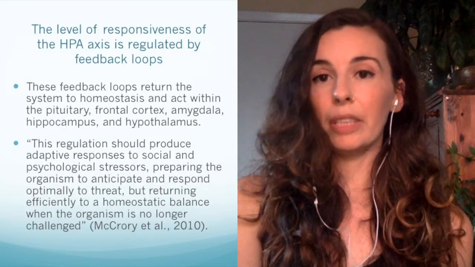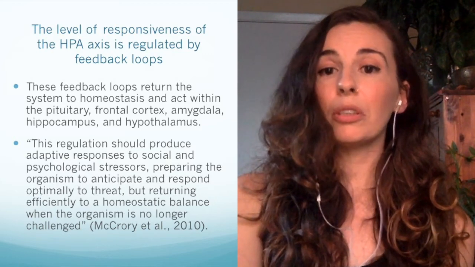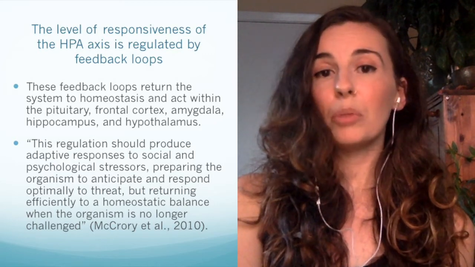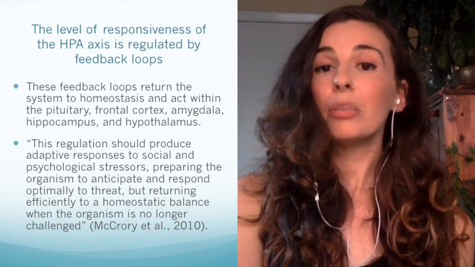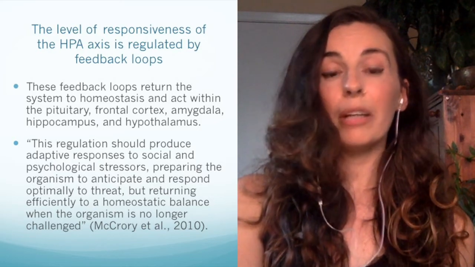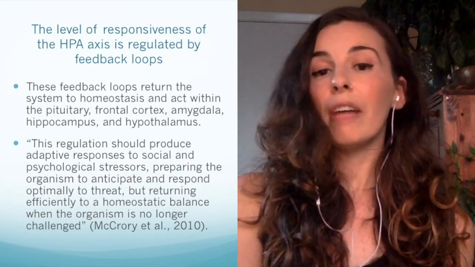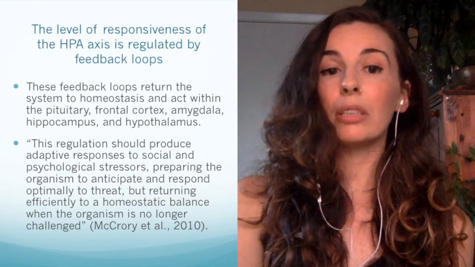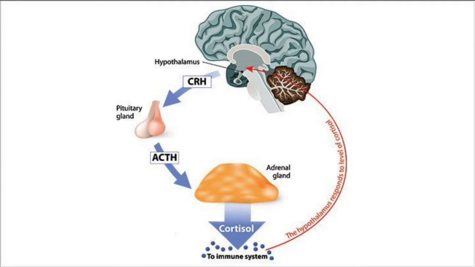The level of responsiveness of the HPA axis is regulated by feedback loops. These feedback loops return the system to homeostasis and act within the pituitary, frontal cortex, amygdala, hippocampus, and hypothalamus. This regulation should produce adaptive responses to social and psychological stressors, preparing the organism to anticipate and respond optimally to threat, but returning efficiently to homeostatic balance when the organism is no longer challenged. Cortisol is the end product of the HPA axis in humans. Cortisol levels can change dramatically within an individual and between people.